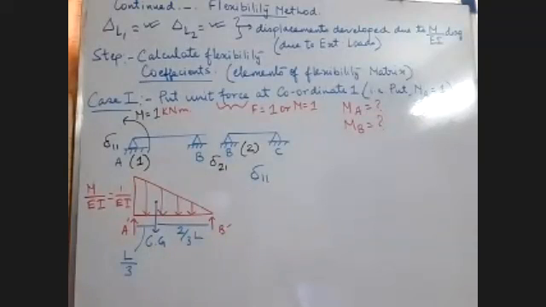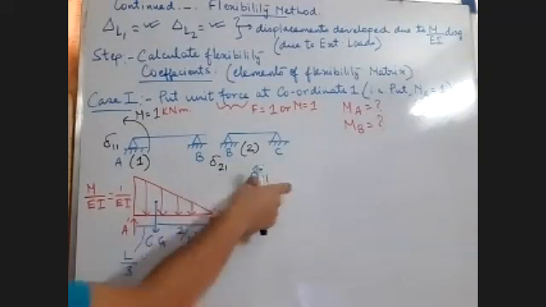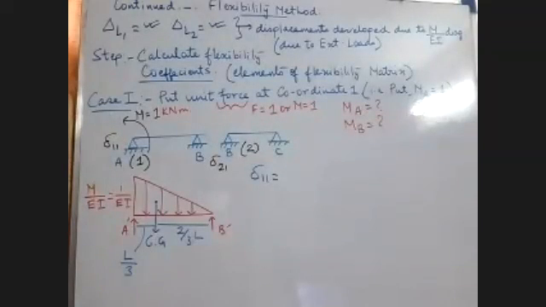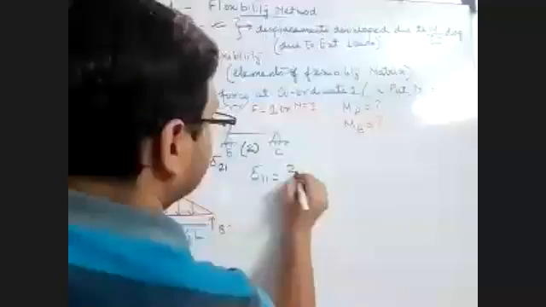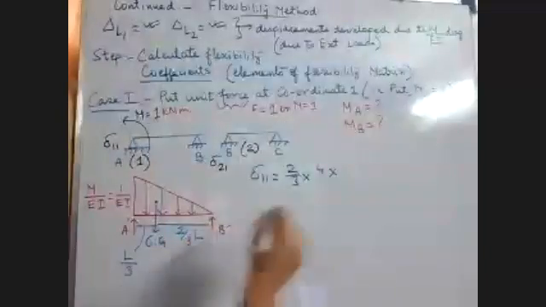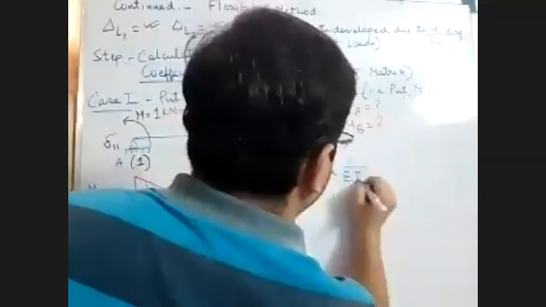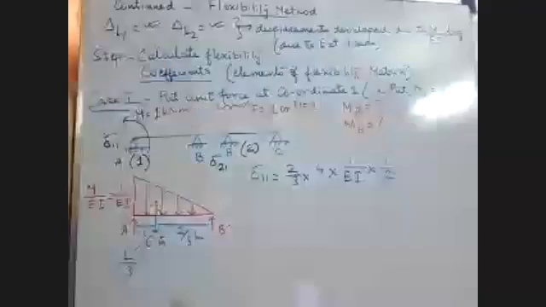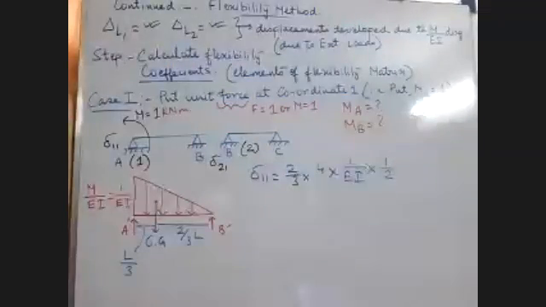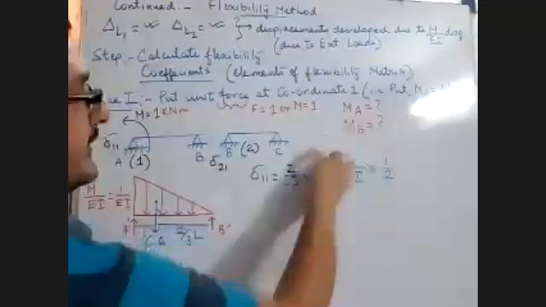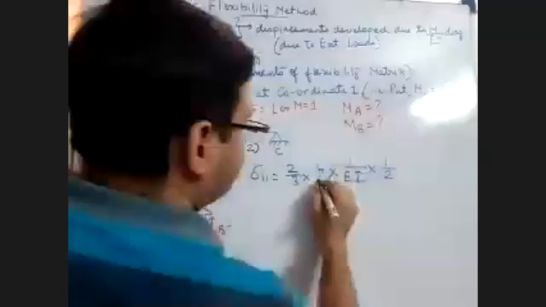So this will be what, with respect to this text. We will take this distance, that is two-third into the length into the area of the triangle. So two-third of the area of the triangle. This is the area of the triangle and two-third.